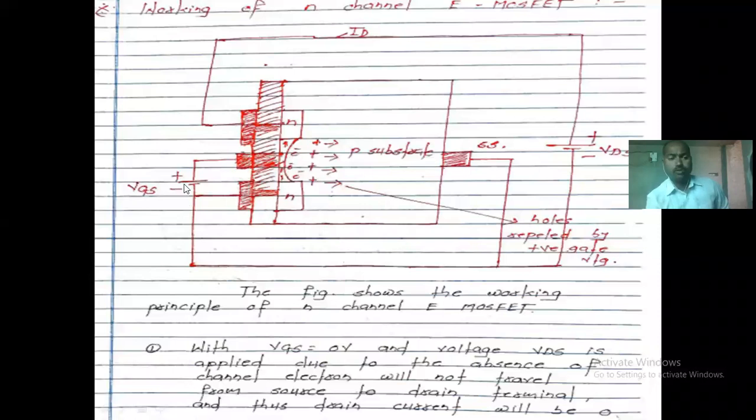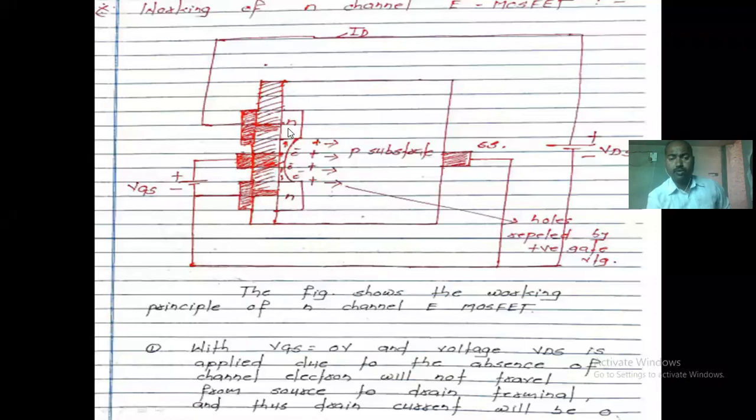As we increase VGS more positive, there should be a large number of electrons and holes that recombine. Due to that recombination, a layer called a channel is formed between the two n regions. Due to the formation of this channel, current starts flowing.